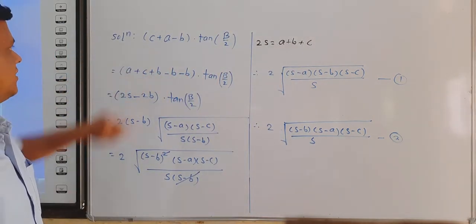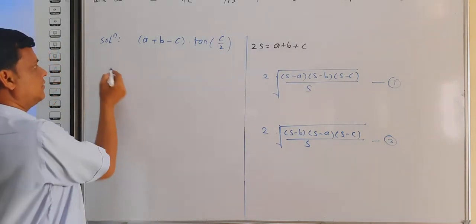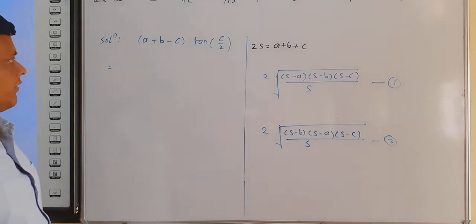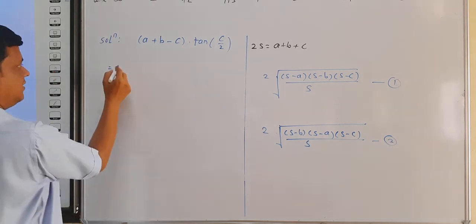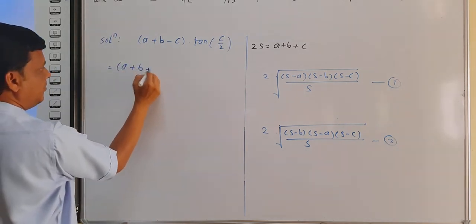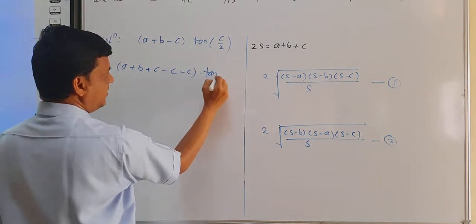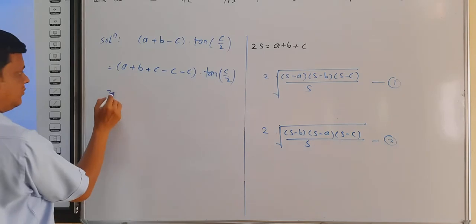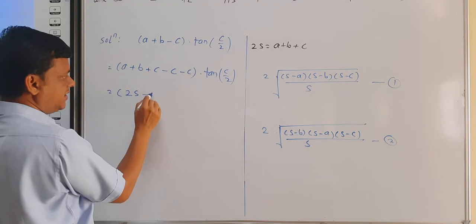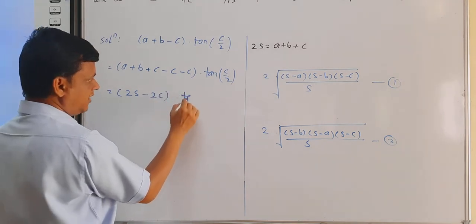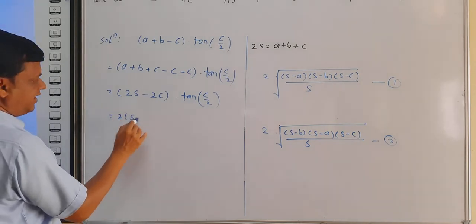So for this we write (a + b − c) tan(C/2). For this third value we have to add c and subtract c. So a + b + c − c, and this minus c as it is, into tan(C/2). a + b + c we replace by 2s, minus c, that is minus 2c, into tan(C/2). So taking 2 common, we get (s − c).